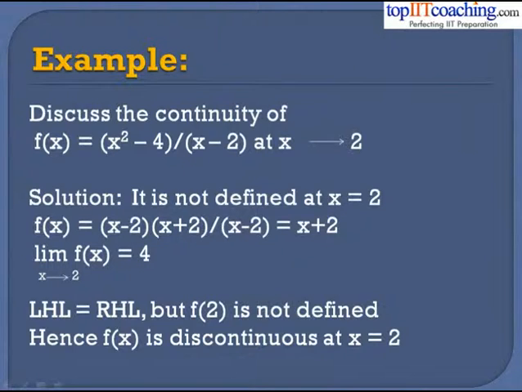So if we put the value of x equal to 2, this function f(x) becomes undefined. Now f(x) is equal to (x minus 2) into (x plus 2) divided by (x minus 2). Now if x is not equal to 2 but is close to 2, then we can cancel the factor x minus 2 and we get f(x) equal to x plus 2. Now the limit of f(x) when x tends to 2 is equal to 4. Therefore the left hand limit and the right hand limit are equal to 4. But we see that f(2) is not defined. Therefore f(x) is a discontinuous function at x equal to 2.